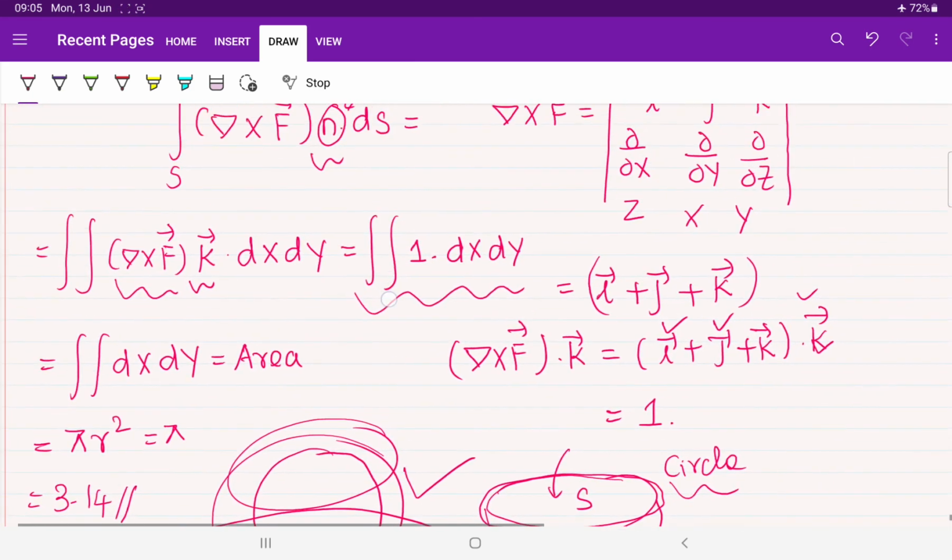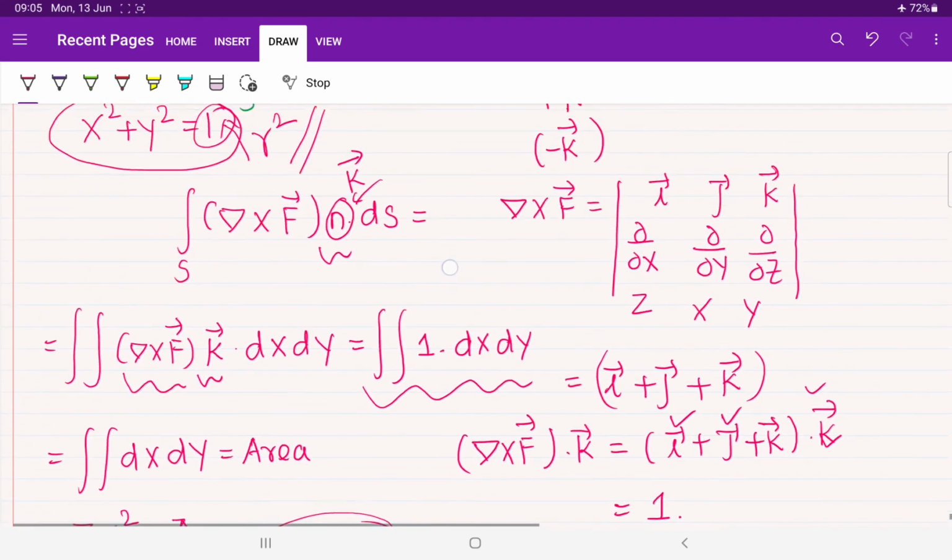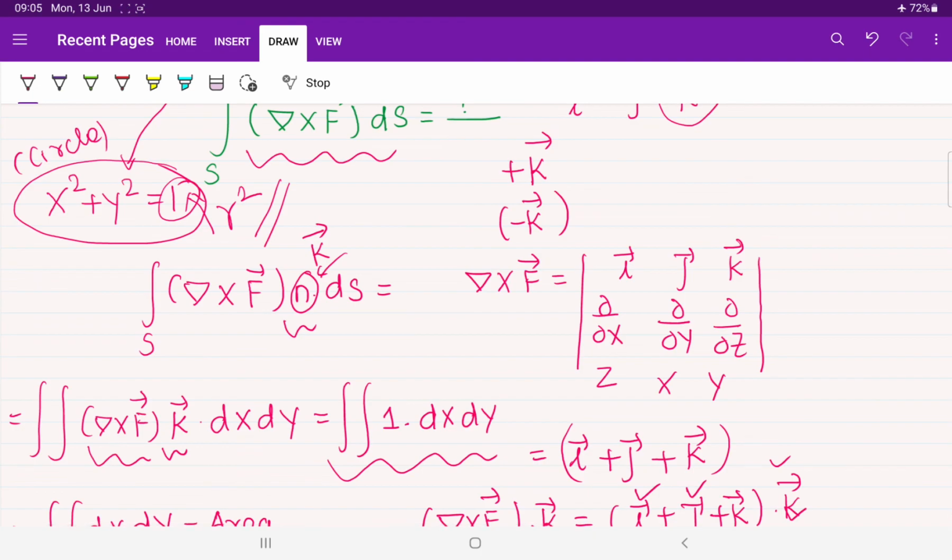So we are talking about the area of the sphere, which is a circle. The circle area we know is pi r square. We got the answer. I hope you got a clear understanding of this question.